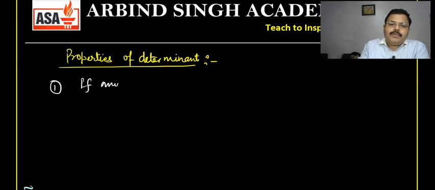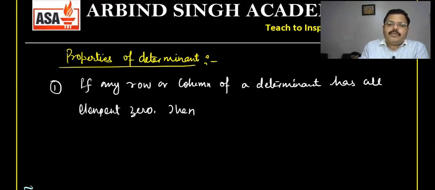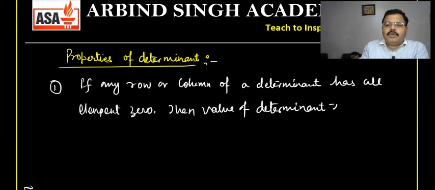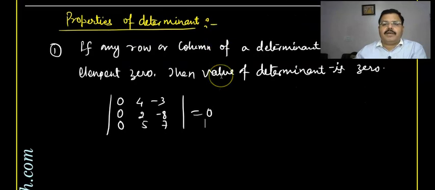If any row or column of a determinant has all elements zero, then the value of the determinant is zero. So, if there is a determinant, say like this: 0, 0, 0 in one column, and the other column 4, -3, 2, and the third -8, 5, 7, then the value of such a determinant will be 0, because one column of the determinant is 0. So, this is the first property.